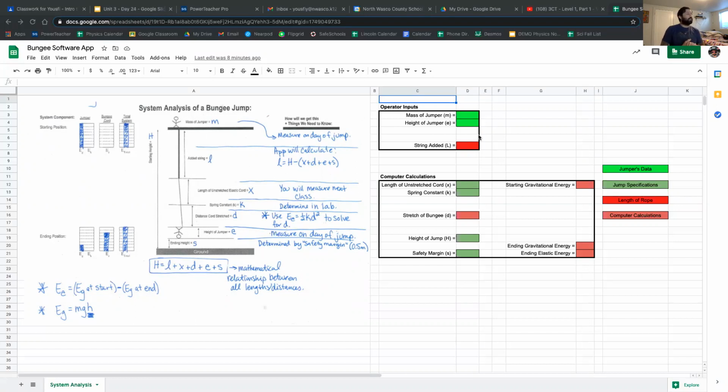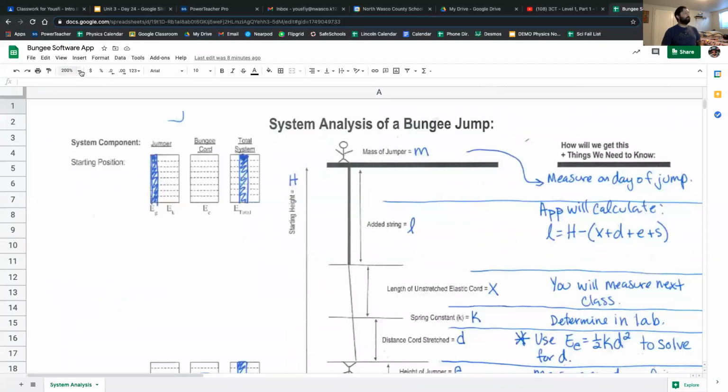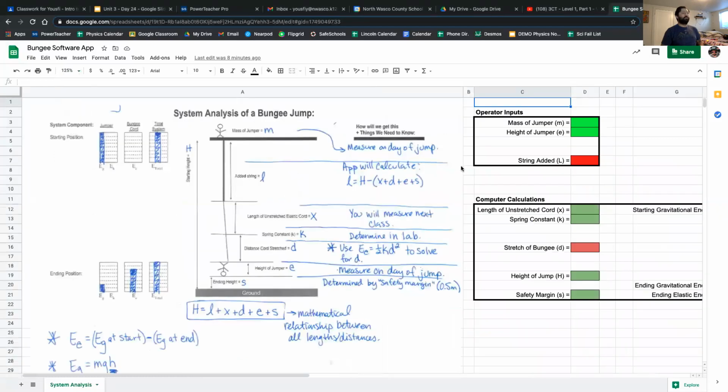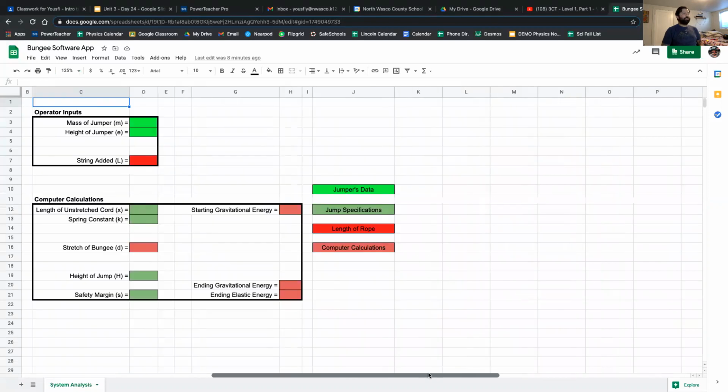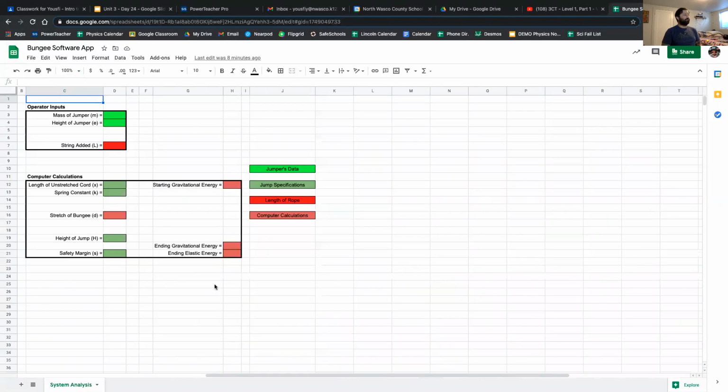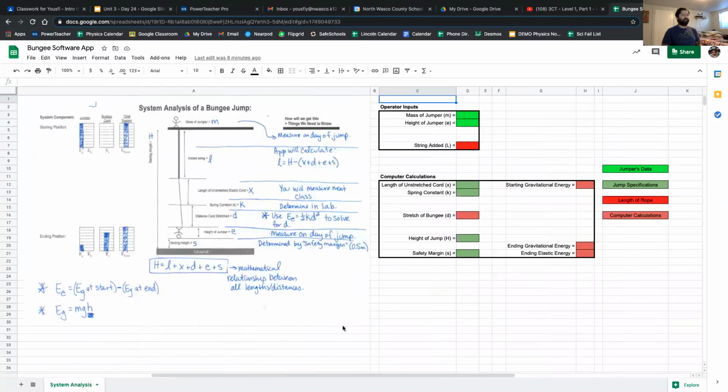Okay, so the first section, I have split up the program app into two sections. One of them is the operator inputs. Now remember, you are coding a program for a bungee jump operator to operate. I'm actually just going to go back to how I had it before so you can see everything there.